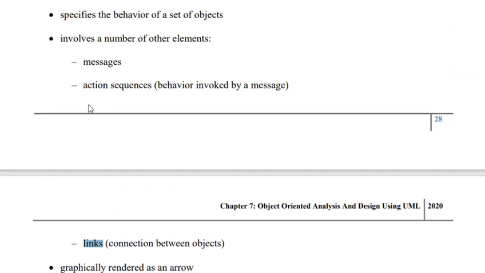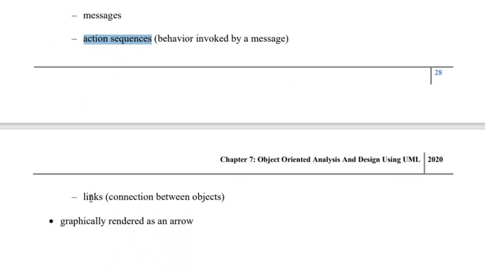Messages are the content that is communicated between the various objects. An action sequence is a sequence of steps that are executed in order to realize a particular behavior, and the links are the channels through which the interaction takes place, and graphically it's rendered using an arrow.